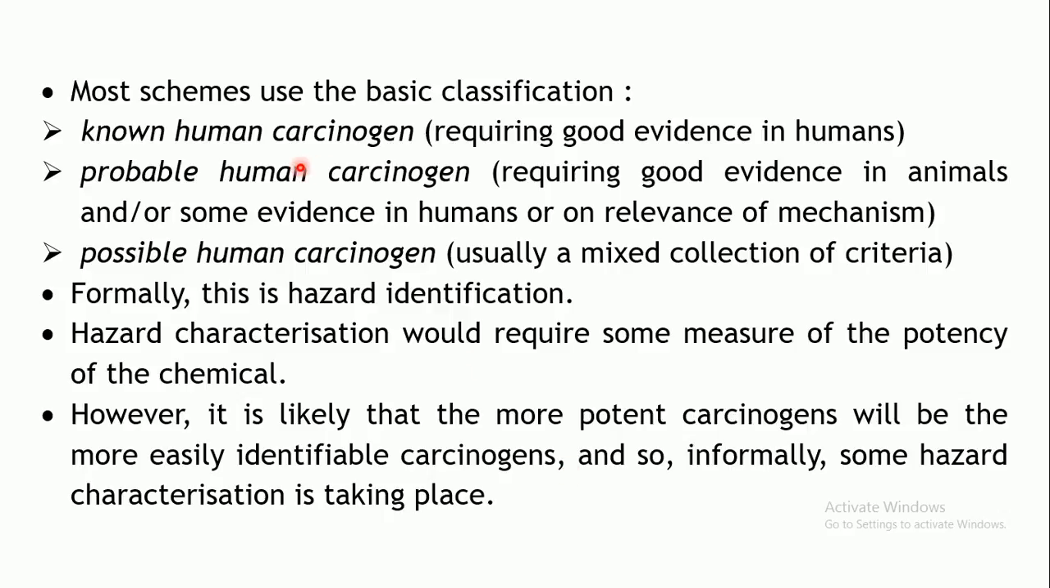In certain situations, the basic classification is done as known human carcinogens. Here there should be good evidence of carcinogenicity in human beings. Or it may be categorized as probable human carcinogen, where there is good evidence of carcinogenicity in animals or some evidence about carcinogenicity in humans. Or it may be classified as possible human carcinogen. So here there is a mixed collection of criteria.